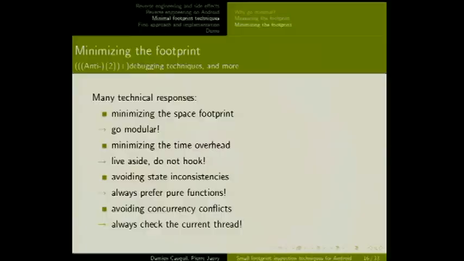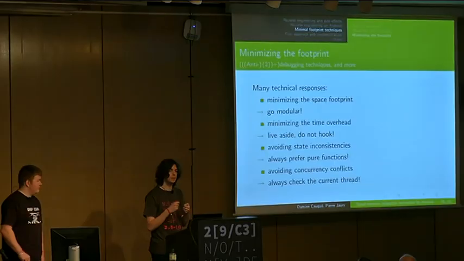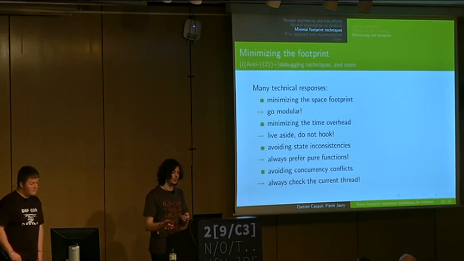And there are many responses to the many problems. I mean, if the problem is, okay, my debugging tool is cool, but it has a very big space footprint, that's no problem. Just go modular. Build a very minimal debugging tool and add modules whenever you need them. If the problem is, okay, I have so much time overhead that my debugging takes hours, takes days, then just leave aside. Do not hook inside the code. Do not try to slow down the code.